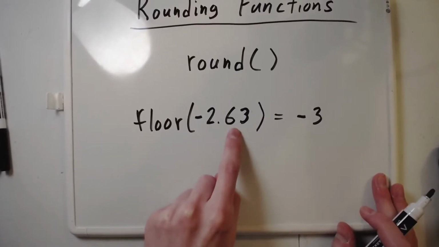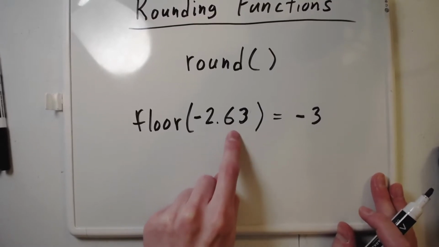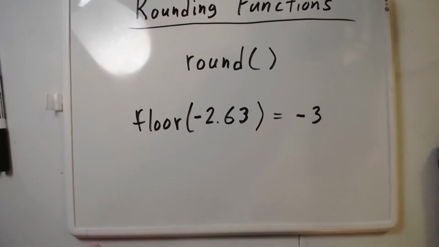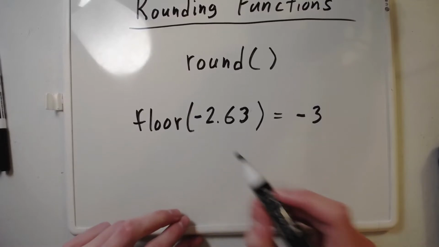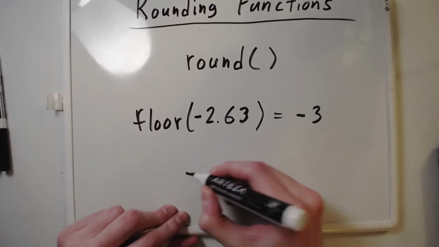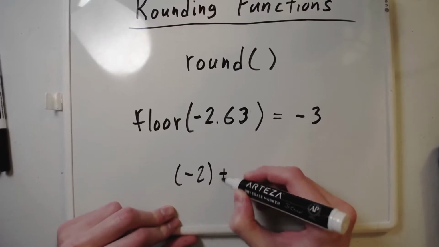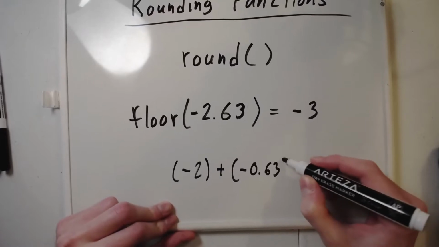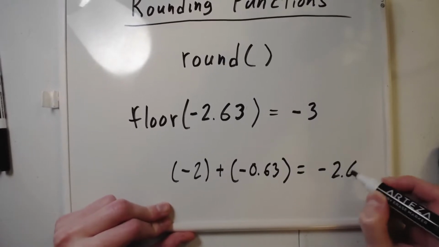Keep that in mind. The whole thing's negative. So if you remove the fractional component of a negative number, what you're doing is you're actually making the number bigger. You're rounding up, in a sense. And you don't want to do that in this case. So that's why it's negative 3, right? Negative 2, if you want to think of it this way, negative 2 plus negative 0.63 is equal to negative 2.63.